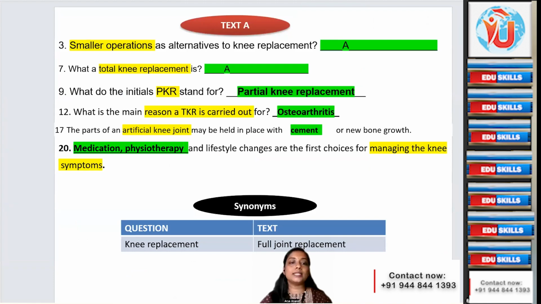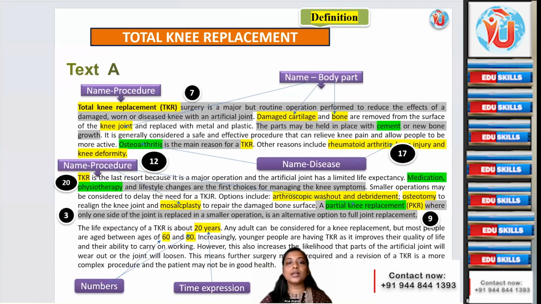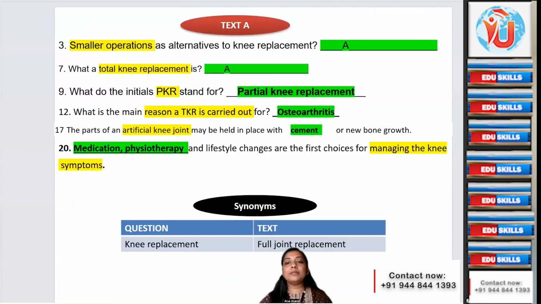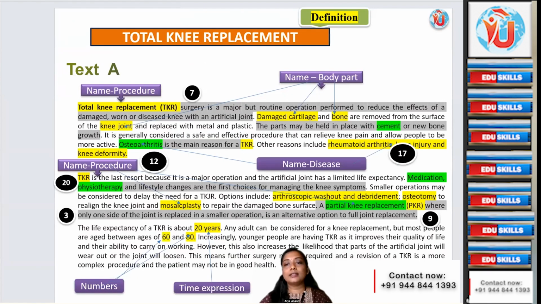So what is the main reason? Here, osteoarthritis is the main reason for a TKR. The same thing they have mentioned. Same, no synonyms, nothing. Okay. The parts of an artificial knee joint may be held in place with dash or newborn growth. There it is, the third line. The parts may be held in place with cement or newborn growth. Okay, see how easy it is if you know the sequence.